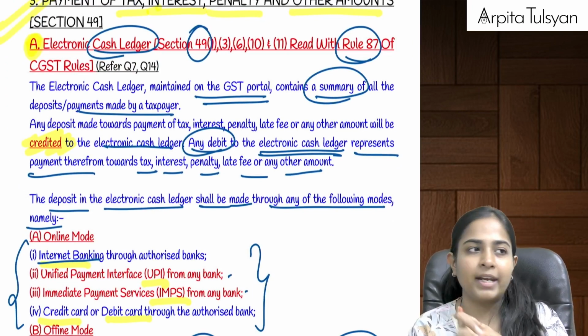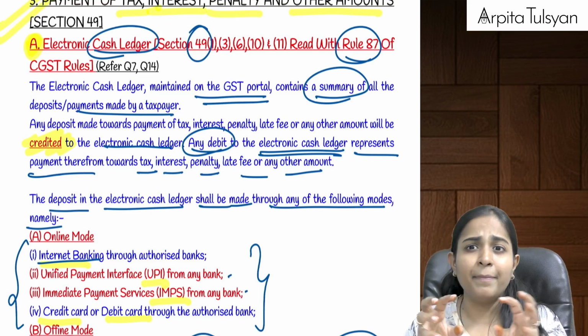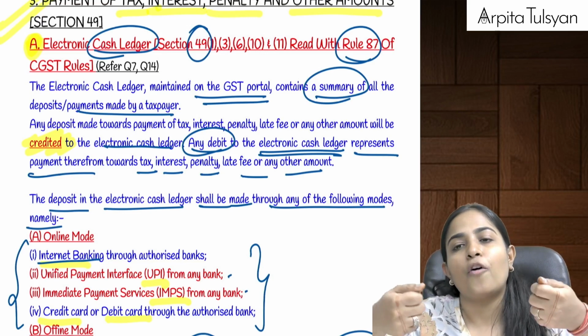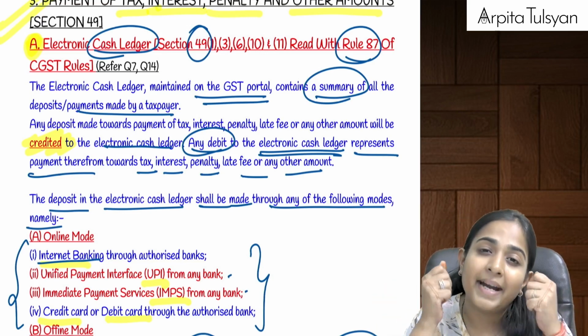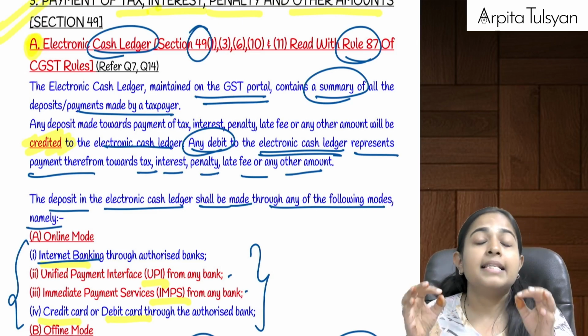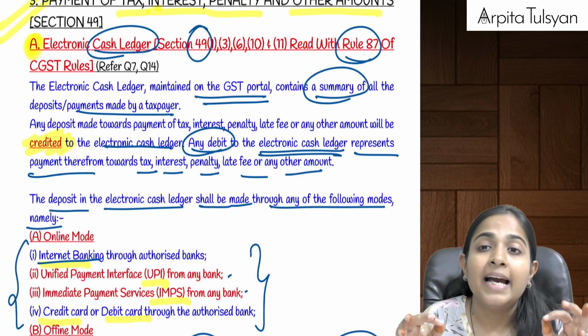First one, electronic cash ledger. Okay, this is a very sorted ledger. And this will be maintained in a prescribed format on the GST portal. Whatever amount of tax we pay to the government directly by generating a Chalan on the GST portal, such payment is credited to the account called the electronic cash ledger.